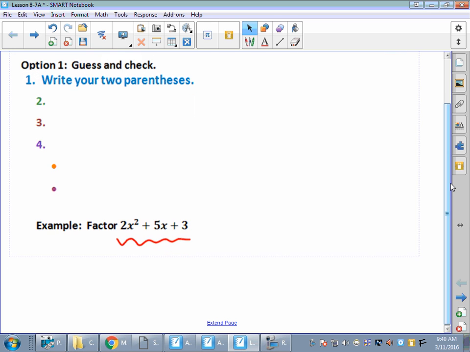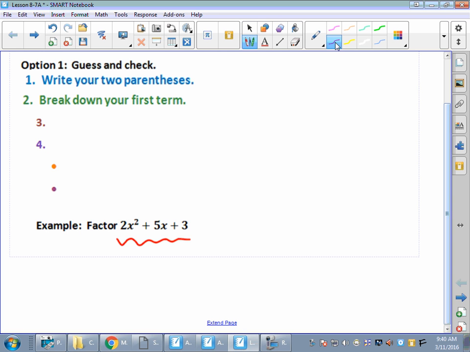Step 2, and I'm going to go through this. Break down your first term. So why don't I do this over here on the side? Write my two parentheses. I'm going to leave room for a binomial in both. Break down my first term. So my first term is 2x to the second. Think opposite of FOILing, right? The last section 8.5, we thought opposite of distributive property. We could use distributive property to check. Here we can use FOIL or the line method to check.